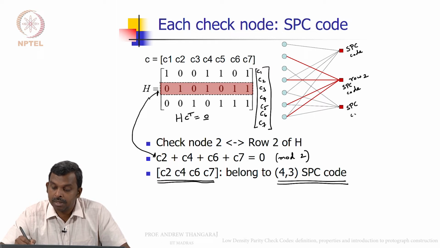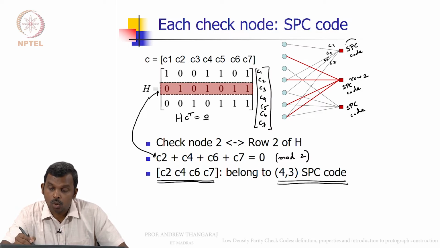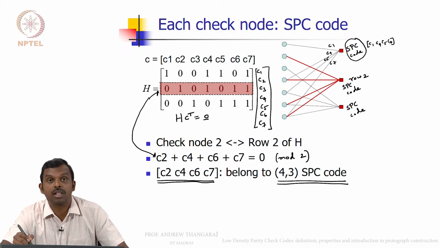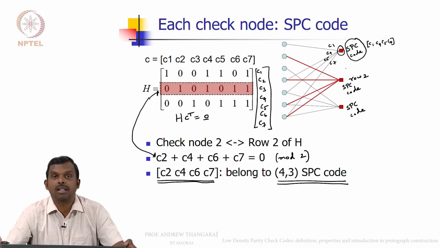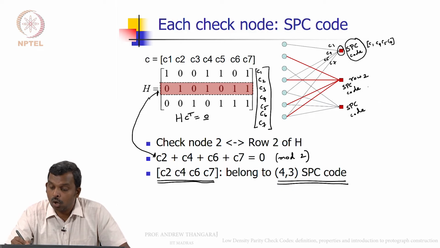So, in what sense is the SPC code defined? You go to this node, look at the bits that this is connected to. So, this is C1, C4 and then C5, C7. So, what is this SPC code? C1, C4, C5, C7 are in the (4,3) SPC code enforced by this check node. So, every check node in the Tanner graph enforces a single parity check code on the bits it is connected to. These kinds of constraints are called local constraints.